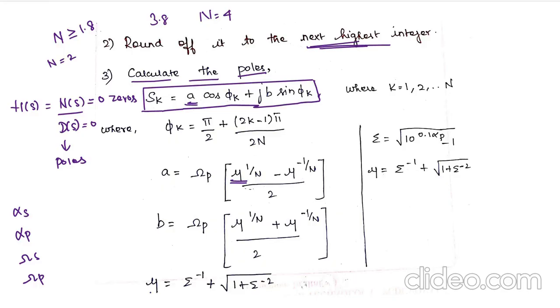But if you have the specification lambda, epsilon, omega s and omega p, then you will be calculating using the epsilon value. But when the other specifications are given, you will need to calculate it, for which you will be using this formula. First, you will calculate the epsilon value using this formula, that is square root of 10 power 0.1 alpha p minus 1, and from this epsilon you will calculate the mu value, that is mu is equal to a similar formula, epsilon inverse plus square root of 1 plus epsilon power minus 2. Okay, so this is step 3.